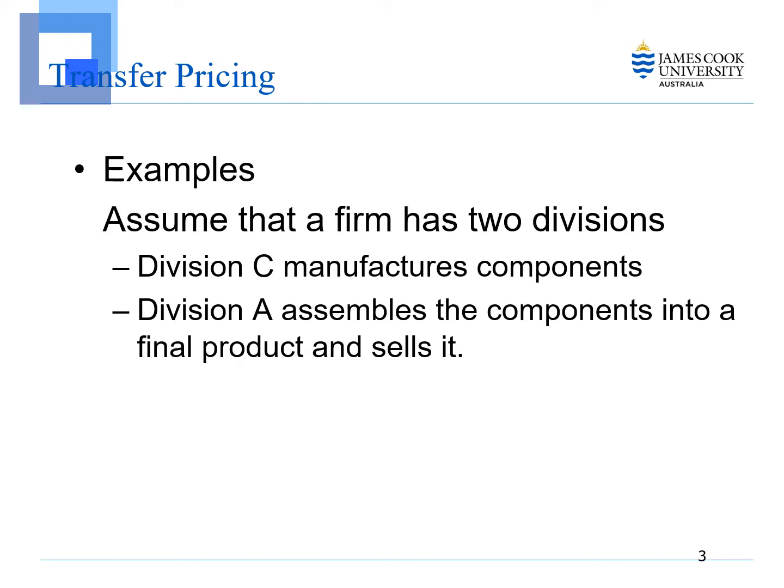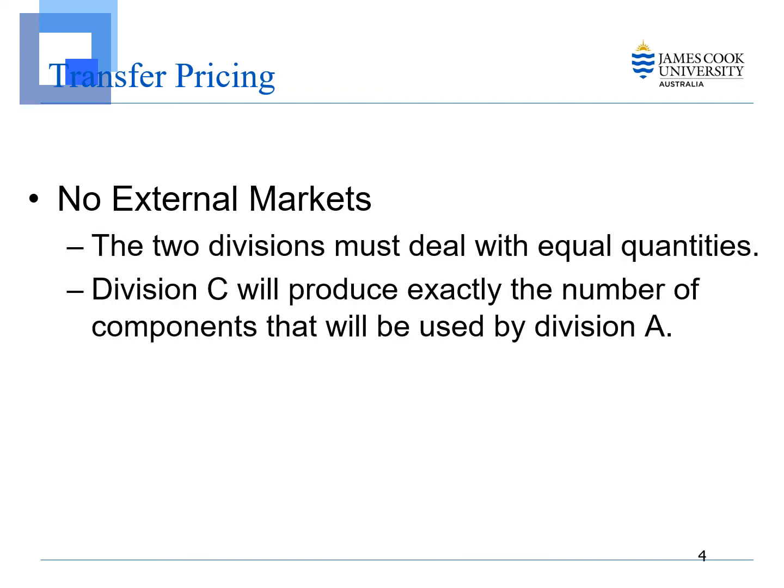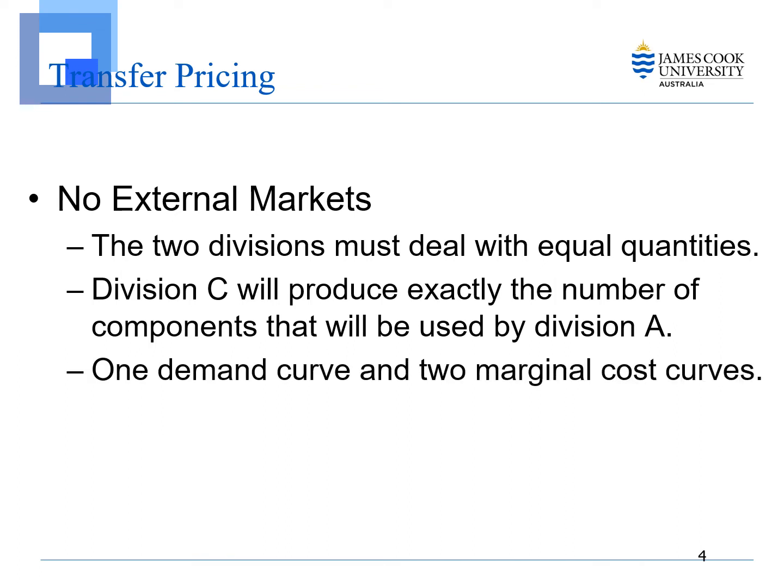All right, let's look at examples. Suppose the company has two divisions, C and A. Division C manufactures the component, and the assembly division assembles the components into a final product. Suppose there is no external market, which means the output of the component division must be equal to the inputs of the assembly division. So now we are faced with one demand curve for the final product, but the firm has two marginal cost curves, one for the component division, one for the assembly division.